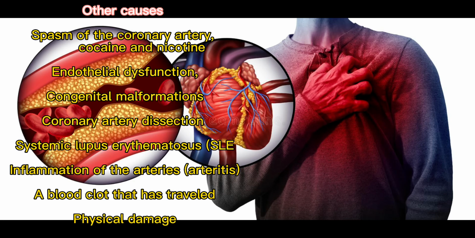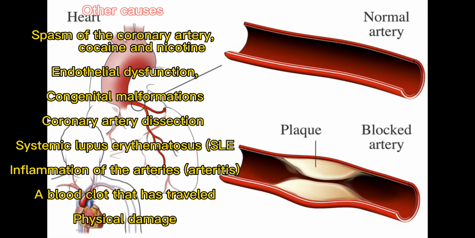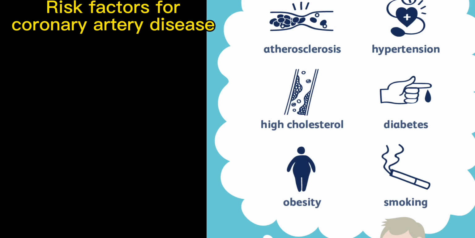Systemic lupus erythematosus, inflammation of the arteries, arteritis. A blood clot that has traveled from the chamber of the heart to one of the coronary arteries. Physical damage due to trauma or radiation therapy.